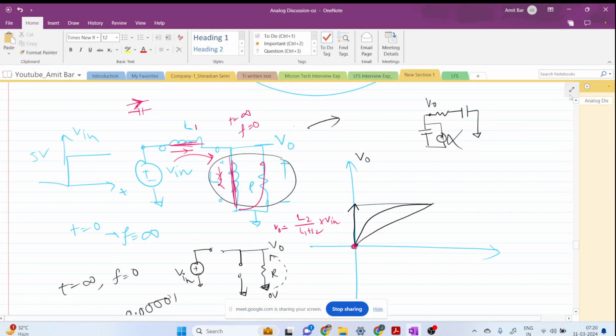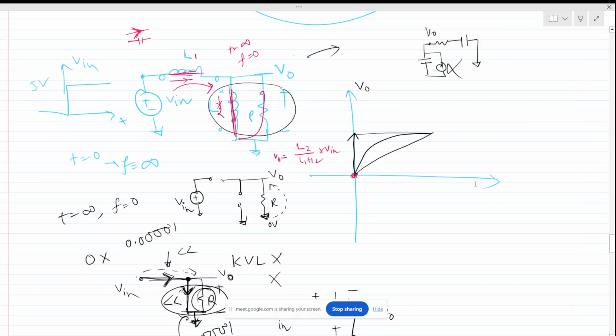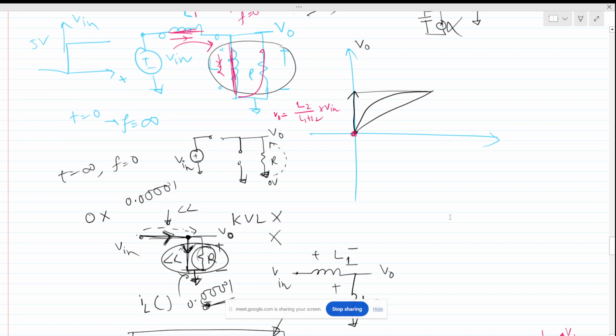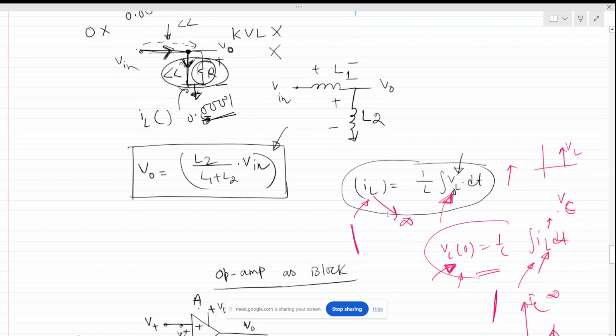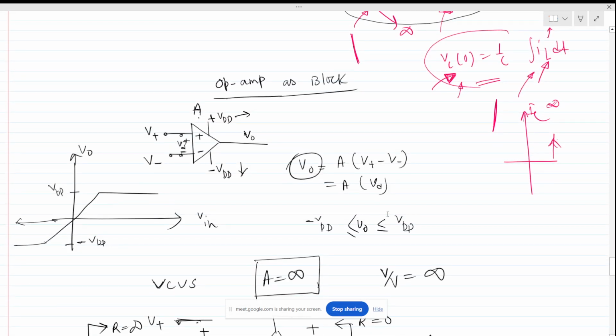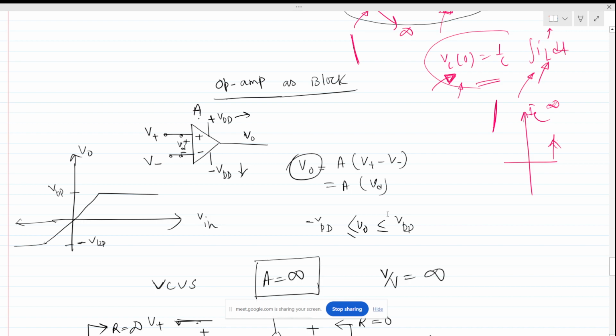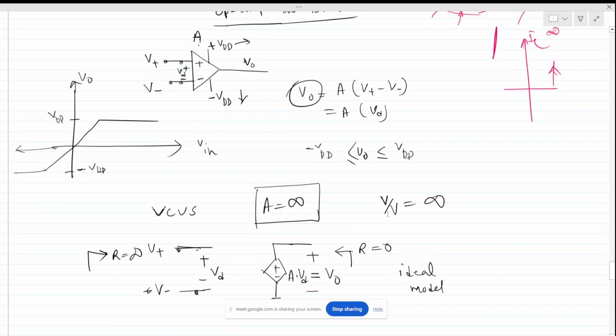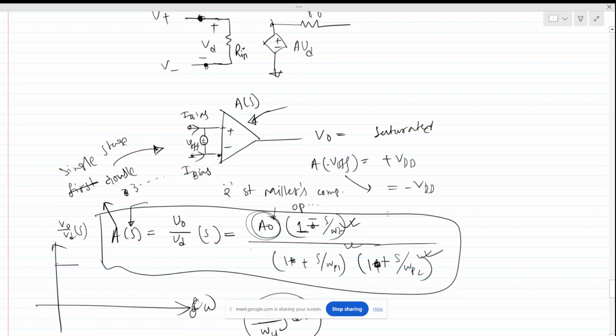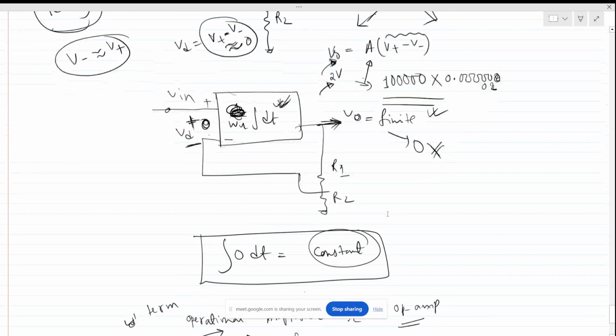Okay. So previously we were solving RL and RC circuits with current excitation, and we have just started op amp circuits, the introduction of the op amp. We have discussed these things. Okay, so let's continue from here.